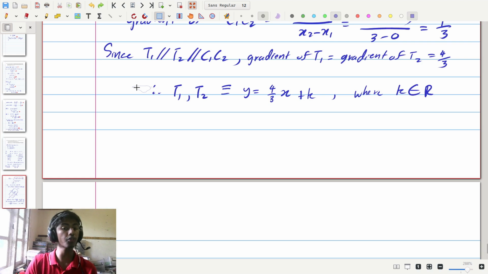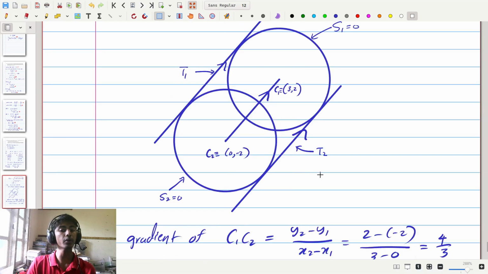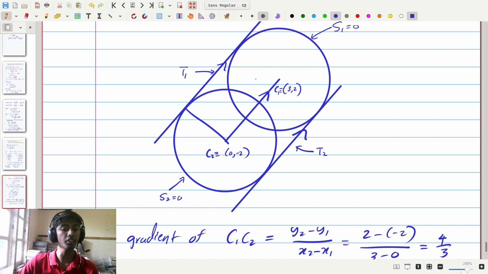And both of these values of k can be found by using the other common equations that we can get for the lines T1 and T2. Now other than this, if we take a look at the diagram, we can see not only are these two lines parallel to this line C1, C2, but both of them also have a perpendicular distance of 3 from the centers 0, negative 2 and also the center 3, 2. So this perpendicular distance is equal to 3 on both of these, and this perpendicular distance is also equal to 3.